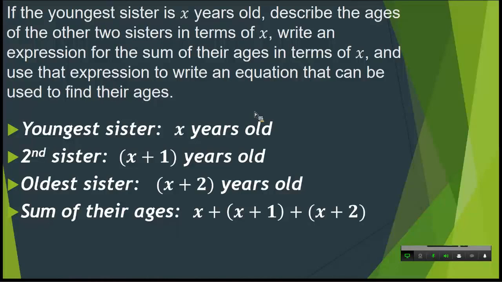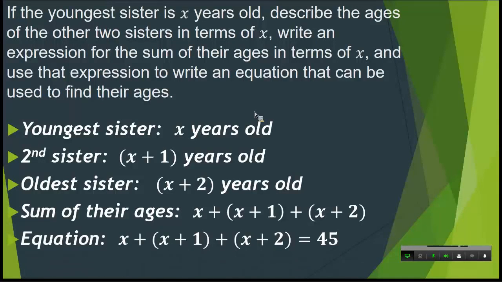Finally, an equation that can be used to solve for their ages. We would take all three quantities, add them together, and set them equal to the sum of 45 years.